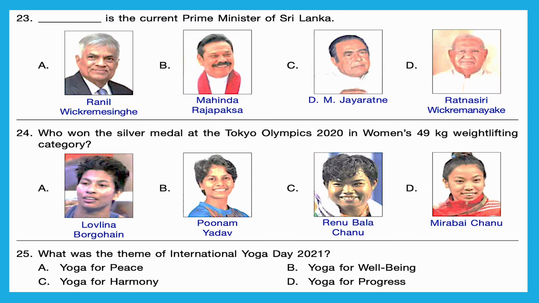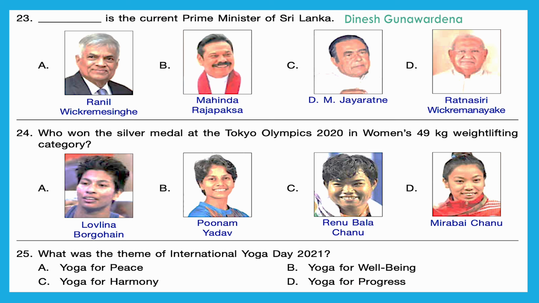Question 23. Dash is the current Prime Minister of Sri Lanka. Again here ABCD are not relevant because this question paper is of 2021, and here we are talking about 2024. The right answer here is Dinesh Gunawardena is the current Prime Minister of Sri Lanka.